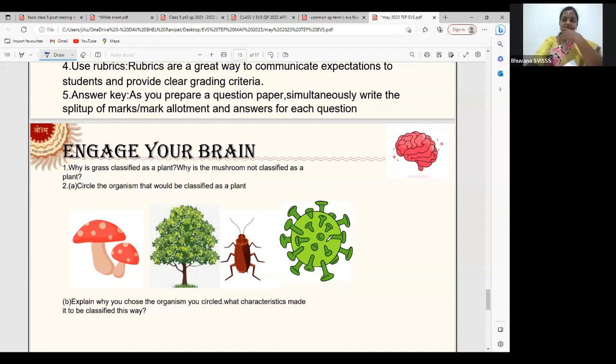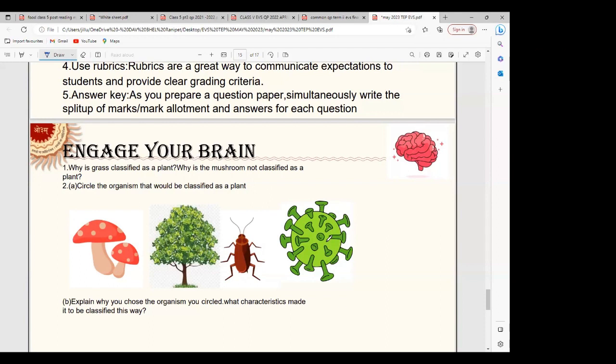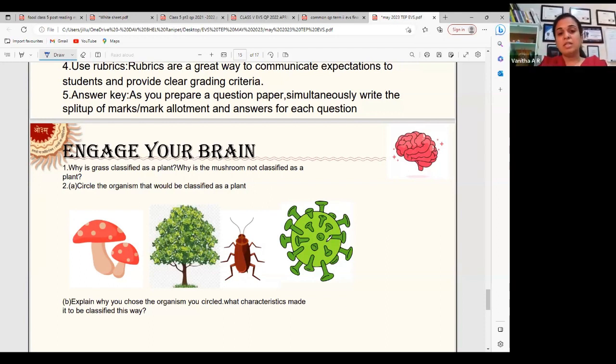Exactly. Yes, ma'am. COVID-19. Yeah, some sort of coronavirus, because they are aware about this. Yes, virus. So sometimes the ruling out method works. In MCQ, this might not be the answer, or this could not be the answer. So please teach the children also to rule out. When they do not know the answer for sure, you can even ask them to follow the rule out method. So ruling it out. The question is, circle the organism that would be classified as a plant.